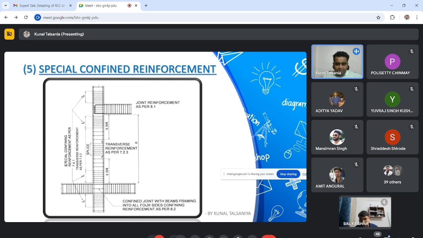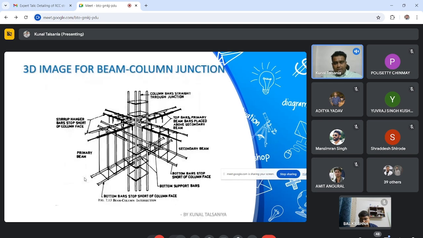Suppose it is 500 mm, then my L0 dimension will be 500. Okay, not 450 or not. See, 230 by 600 is there, then 600 will be higher. Okay.